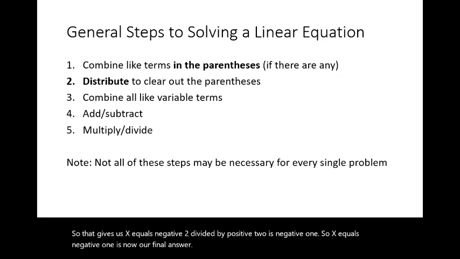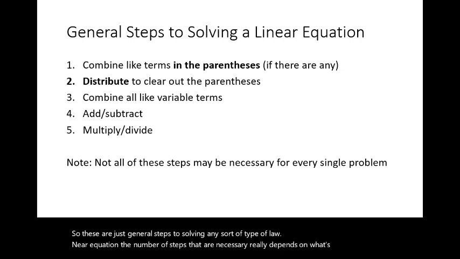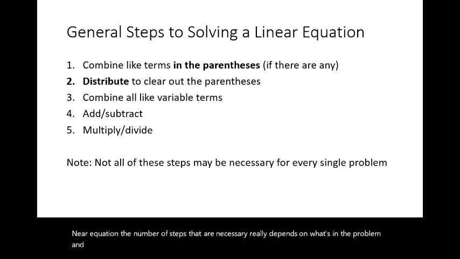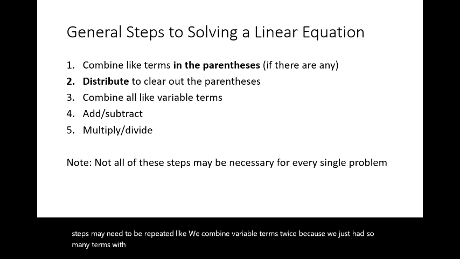So these are just general steps to solving any sort of linear equation. The number of steps that are necessary really depends on what's in the problem and how complicated the problem is. You also notice, like you saw in that last one, that some steps may need to be repeated. Like we combined like variable terms twice because we just had so many terms with the same variable on it. So just keep that in mind.